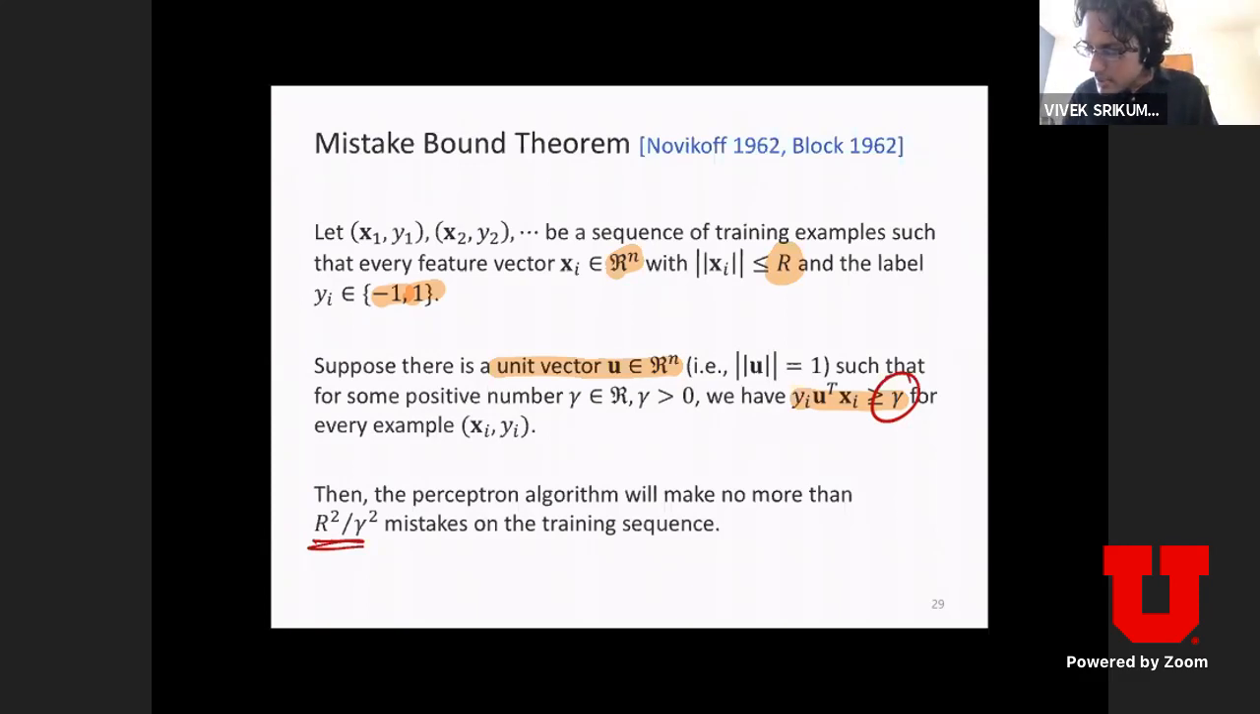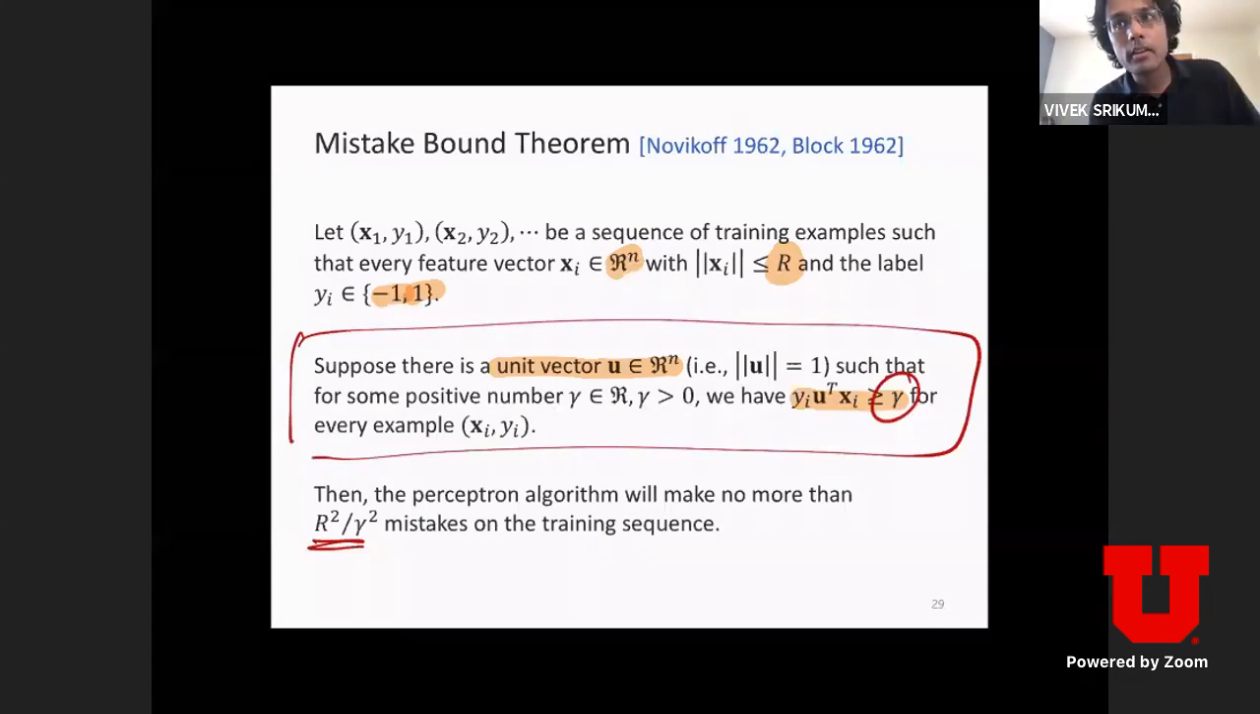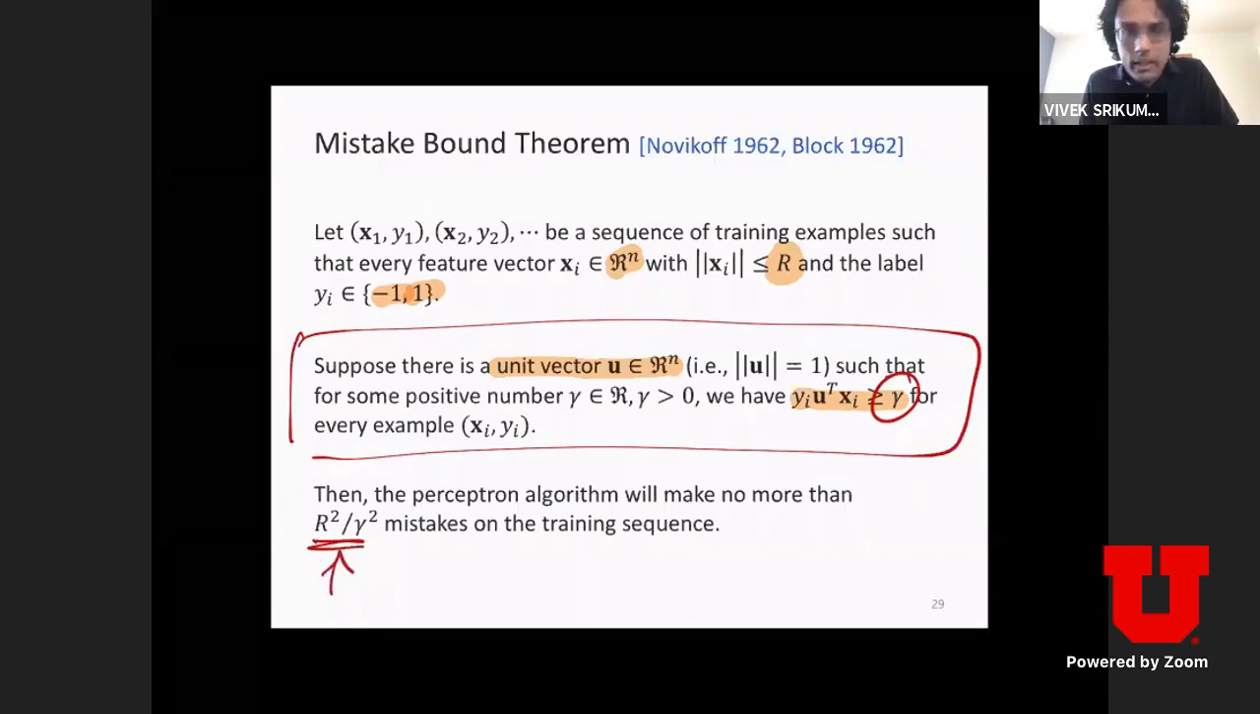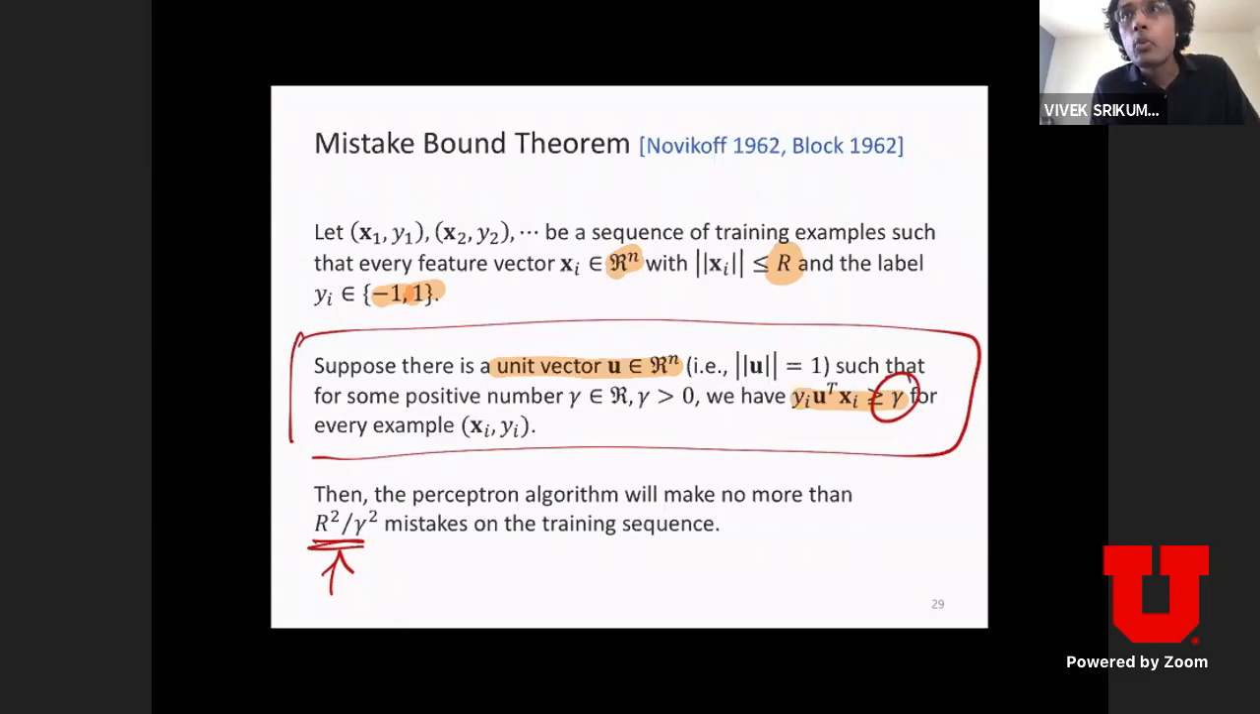This is a remarkable statement if you think about it. There is absolutely no assumption about the order in which the examples are produced. It doesn't matter if an adversary organizes the examples. If nature is bound by the fact that the data is linearly separable, the Perceptron algorithm will converge. I mean, assuming there's no noise and such things, but noise can be seen as a non-linearity. The Perceptron algorithm will converge, and nature doesn't get to control anything after the algorithm makes R square over gamma square mistakes.